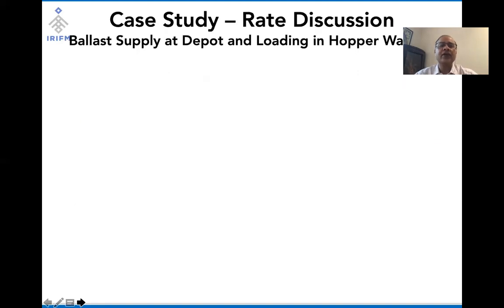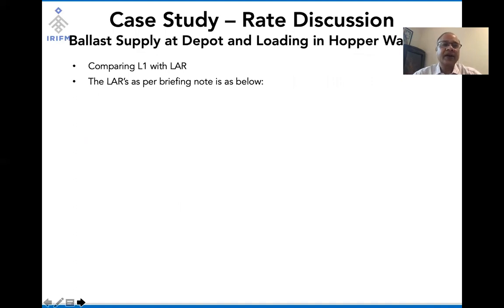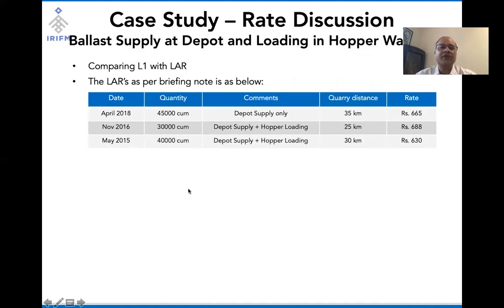Now, what should tender committee do? If you compare L1 with LAR, the first step is to calculate the LAR, and the LAR calculation has to happen in terms of the three rates which have been supplied in the briefing note. So this was April 2018, the rate was 665, which was for depot supply only. For November 2016, 30,000 cubic meter, the unit rate was 688.